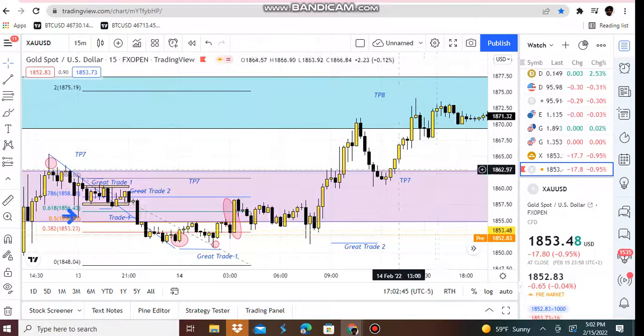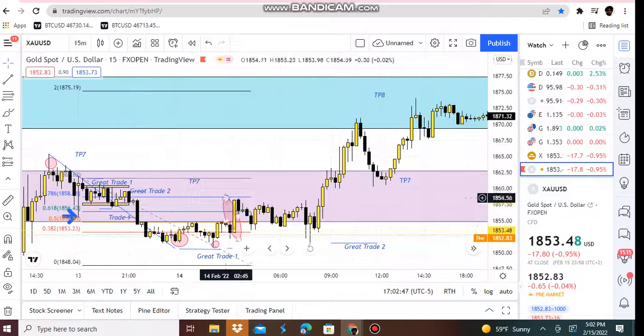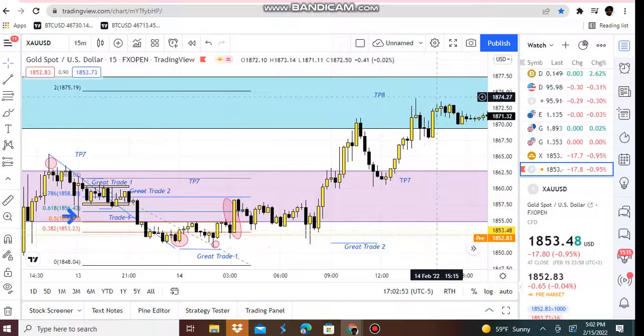And price will always go to take profit 8, and you could have gotten that great trade one and great trade two. That's where you make the most money, and you could have rolled this all the way up to take profit 8, 1874. All right, gang.